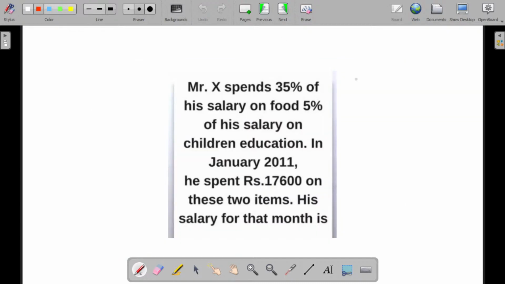Next. So Mr. X spends 35% of his salary on food, 5% of his salary on children education. In January 2011, he spent 17,600 on these two items. So his salary for that month is, do it fast. It is similar to the previous problem. Yes, do it fast. Okay, 44,000. Siddhant has mentioned 44,000. Good.